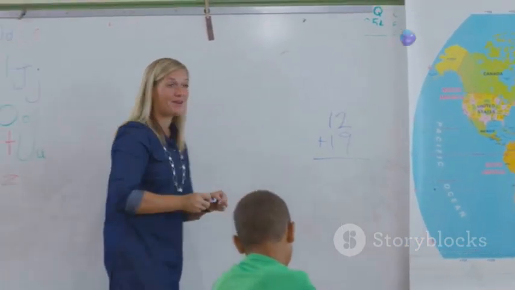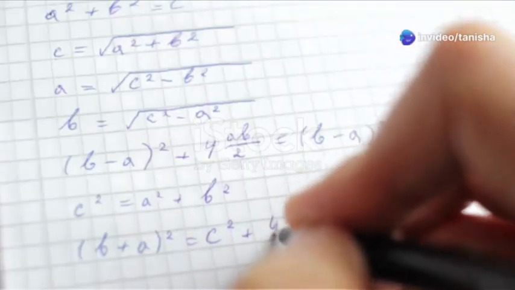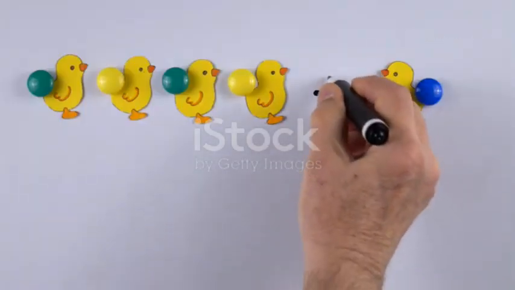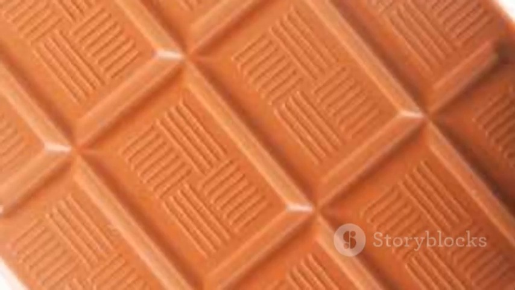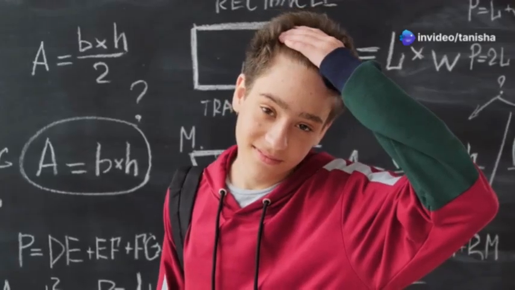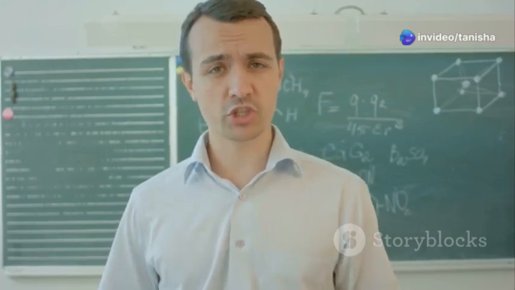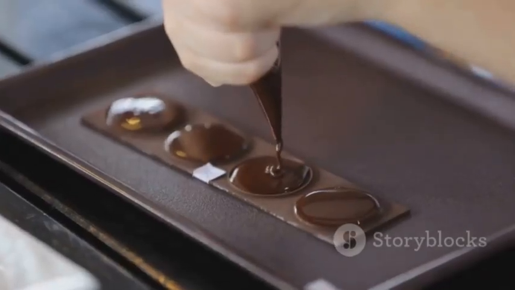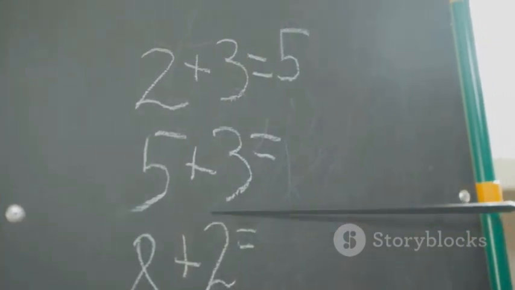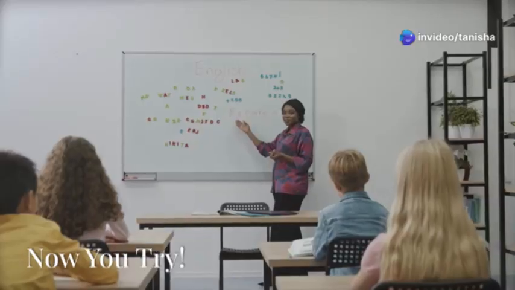Section 4. Why do we even need equivalent fractions? You might ask, why bother with all this equivalent fraction business? Well, they're super helpful when we add, subtract, or compare fractions. Imagine trying to add 1/3 of a chocolate bar and 2/6 of another bar. It's like speaking different chocolate languages. But wait, we know 1/3 is equivalent to 2/6. Now we're speaking the same language and can easily add them. 2/6 plus 2/6 equals 4/6.